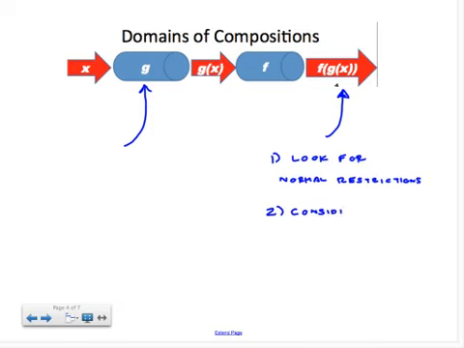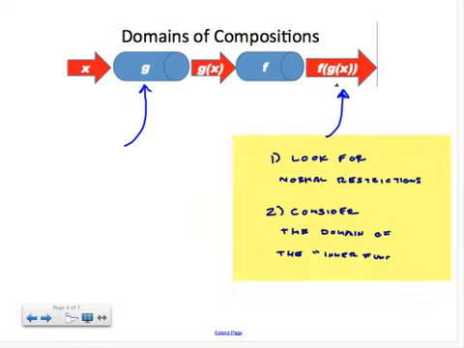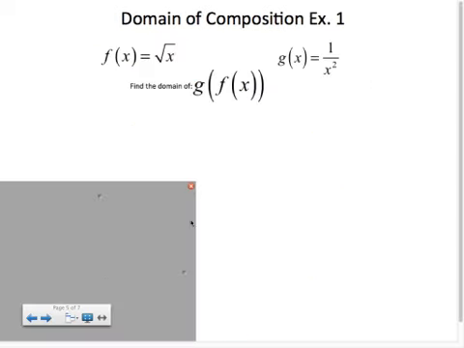So we'll consider the domain of, I'll write it as the inner function, the domain of the quote-unquote inner function. And you may forget to do that because sometimes you do simplifying and it doesn't make it obvious that you have to go back and consider the original domain of the inner function. In this case, it's g. All right, let's do some examples and you'll see how it works.